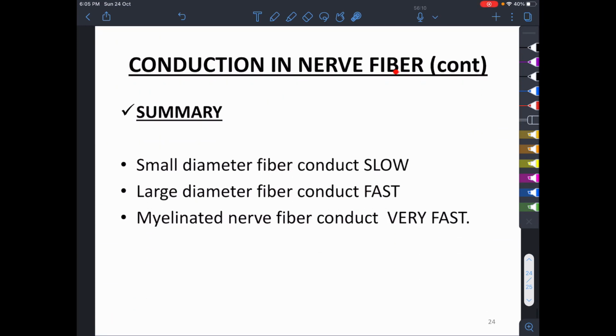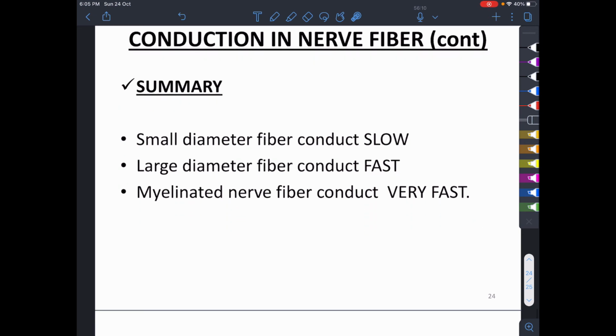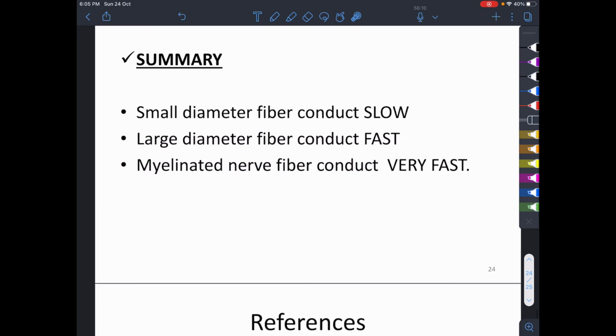The conduction قلنا summary. Okay خلاص we're done now. Small diameter, slow. Large diameter, fast. Myelinated nerve fibers conduct very fast and faster than the unmyelinated. Why? Because it doesn't have to regenerate the action potential at the myelinated regions.